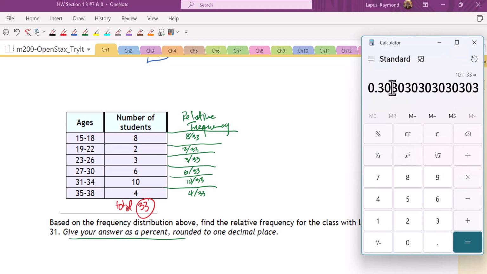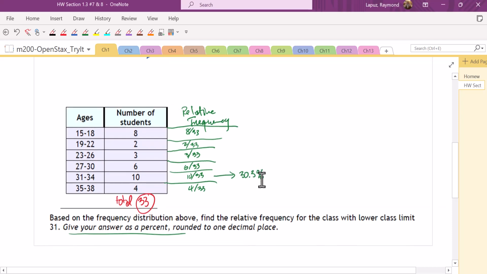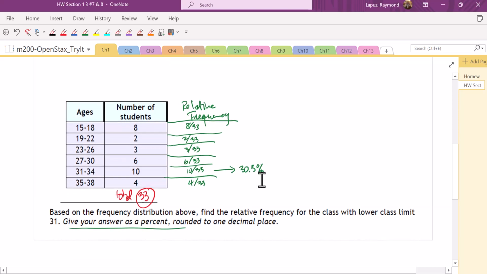And then writing this decimal as a percent, rounded to one decimal place, it's going to be 30.3. So we can say that this is equivalent to 30.3%. And then that would be what we would be looking for. We can figure out the rest of them, and just so we know that when we add all these things up, whatever we get here should total up to 100%. So that's another way to check everything.